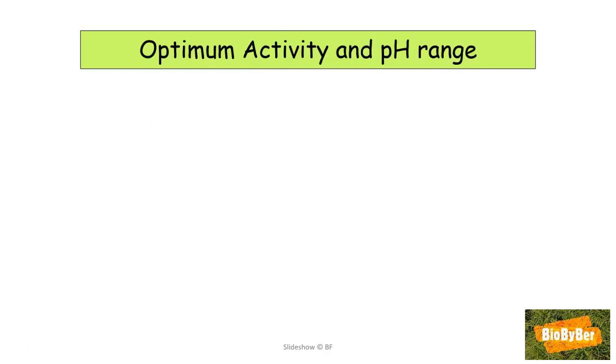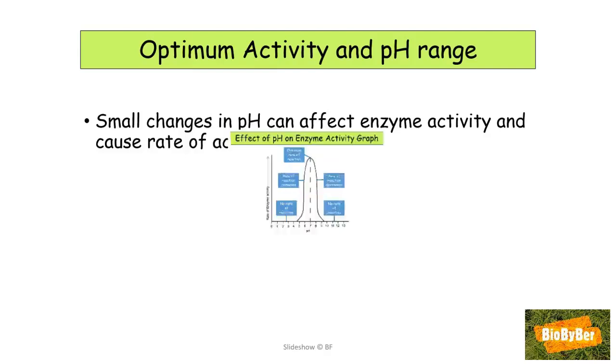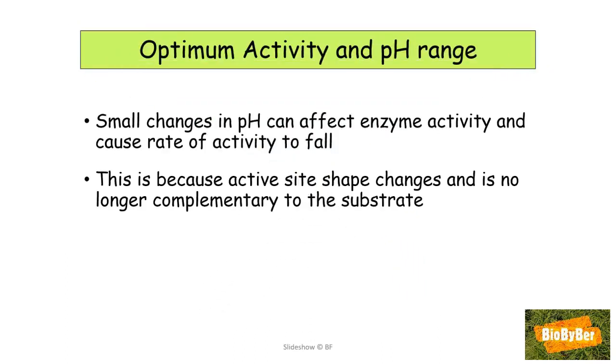How does pH affect optimum activity? Well, as we've learnt already, small changes in pH can affect an enzyme's activity. And any change in pH can cause the rate of activity to fall. Why is this the case? Well, this is because active site shape changes and is no longer complementary to the substrate.